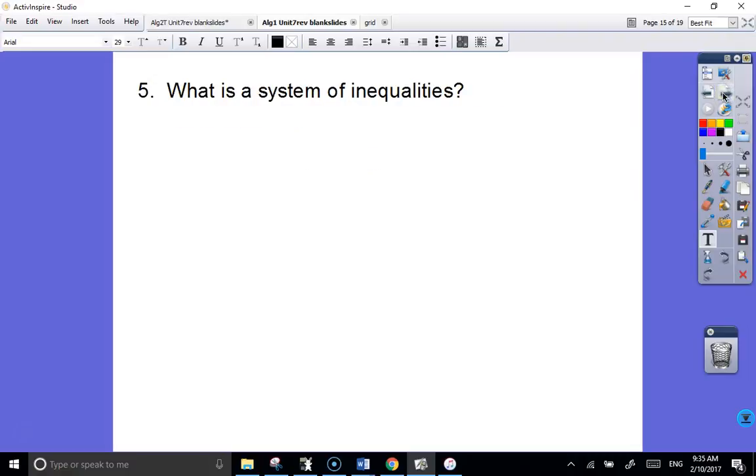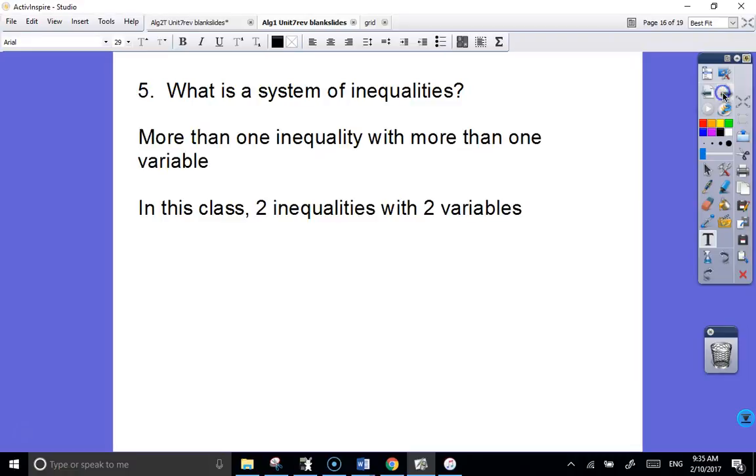Okay, what is a system of inequalities? Right? More than one inequality with more than one variable, right? In this class, it was 2 inequalities with 2 variables. Actually, sometimes it was 3.